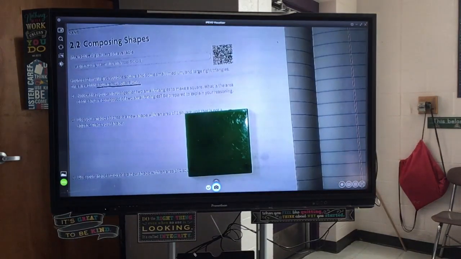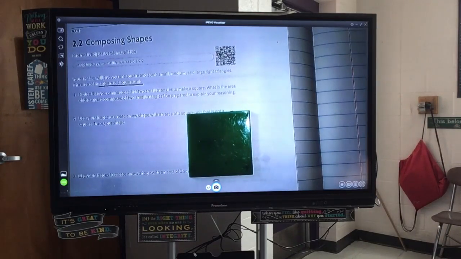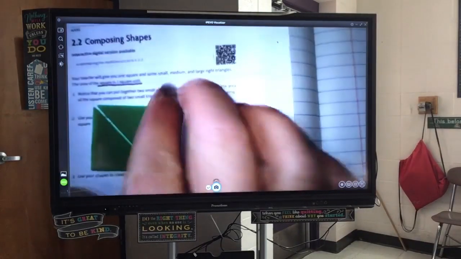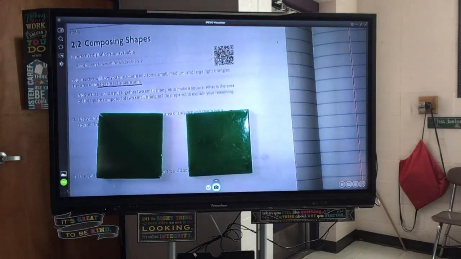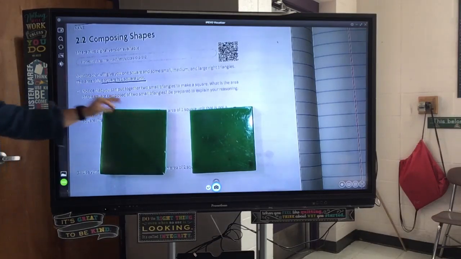Number 1 says, notice that you can put together 2 small triangles to make a square. What is the area of the square composed of 2 small triangles? Be prepared to explain your reasoning. So if we take our 2 smallest triangles and put them together, you make a square. We agree? How do we know that the square we originally started with is 1 square unit? Because it tells us that. But how do we know that the 2 triangles put together is also 1 square unit?